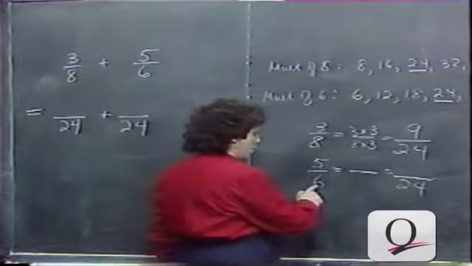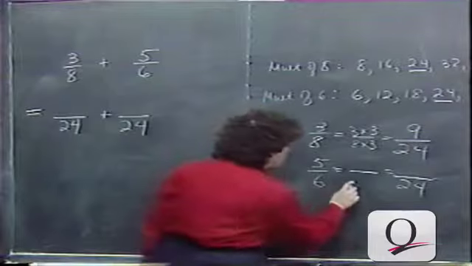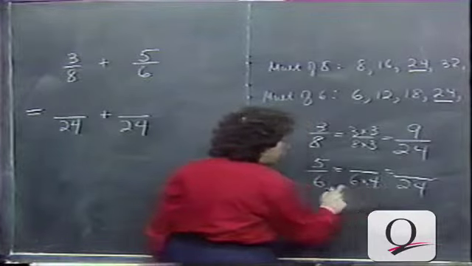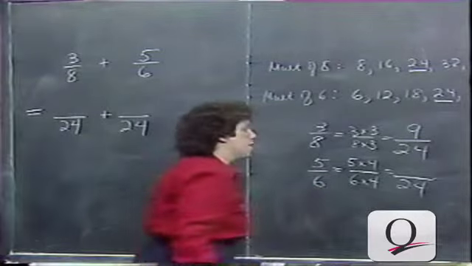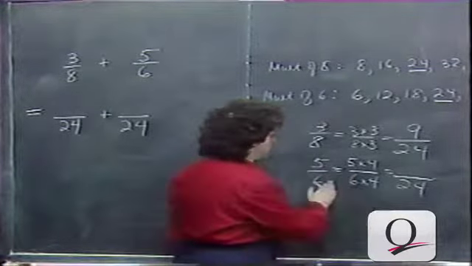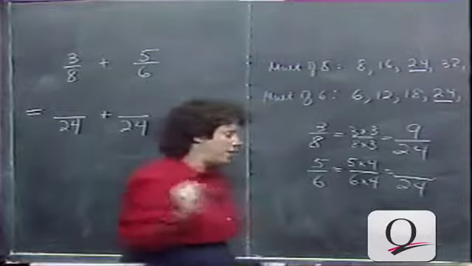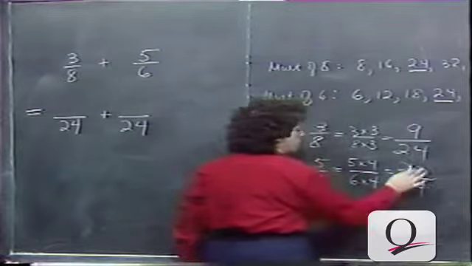Similarly, what do you have to multiply 6 by to get 24? You have to multiply it by 4. This is 6 times 4. If you're going to multiply the bottom by 4, you have to multiply the top by 4 as well. That's what I mean by the fundamental principle of fractions. You multiply the top and the bottom by the same quantity. This gives us 20 over 24.